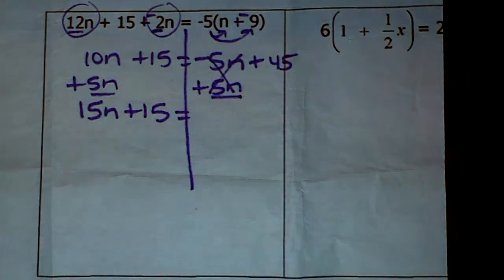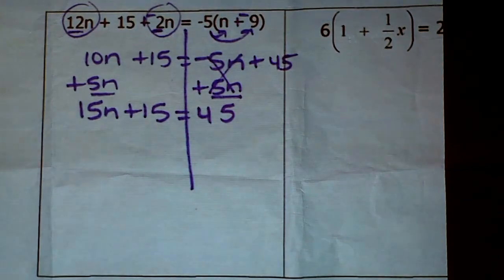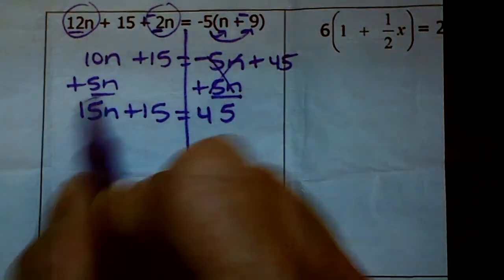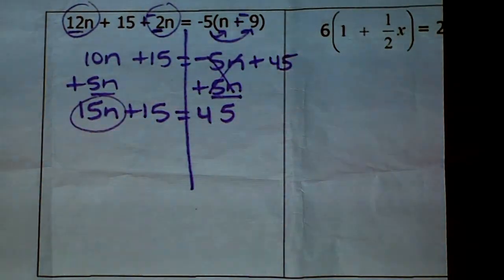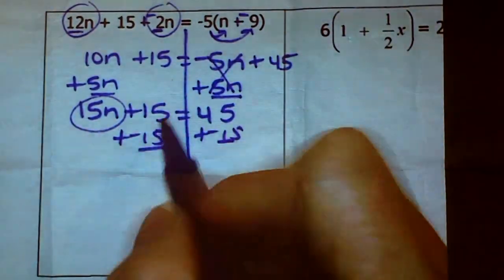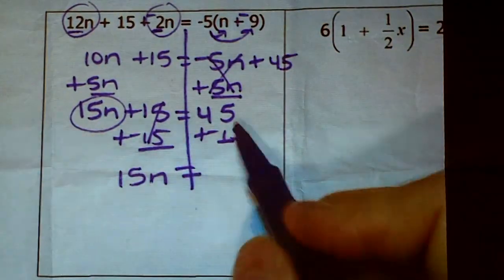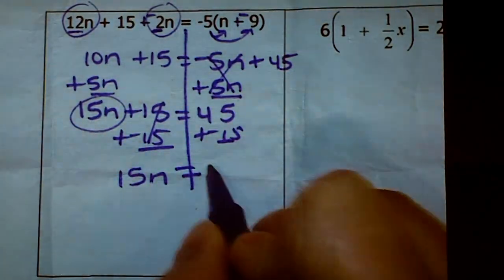Don't ever write 0n, because if you have 0n, 0 times n is 0. So you have nothing. You're good. They're gone. And that equals 45. Now we're just in a regular two-step. I want this 15n to be all by itself. So I will add a negative 15. So 15 plus negative 15 are gone. I'm left with 15n, and 45 plus negative 15 is 30.